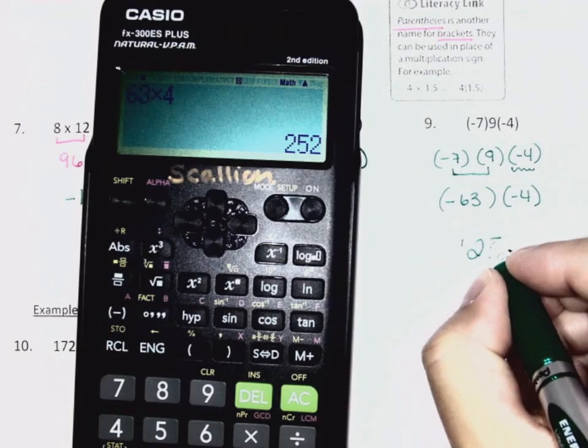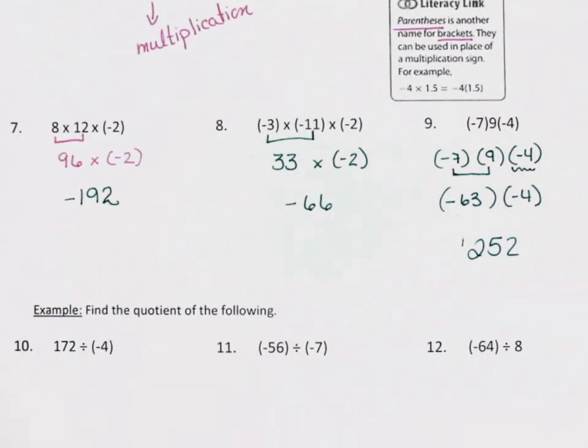So 252. So that's one strategy. And stacking them and multiplying is awesome. I need a pencil and paper to do that though.